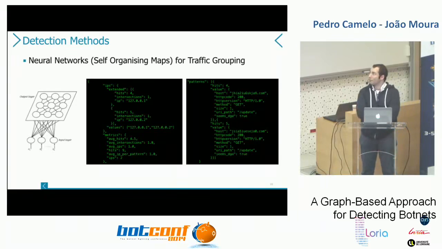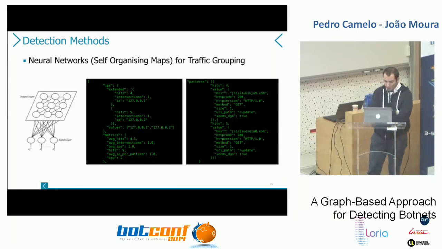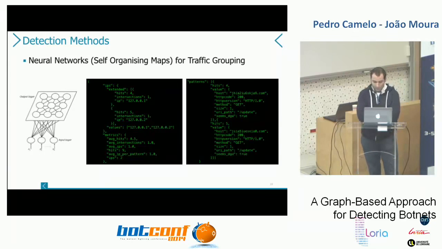Here I group same pattern traffic where I only see the host information, HTTP code, HTTP version, method, and size. I also provide the DGA result from the classifier, but I don't use it to group the traffic. Here you can see an example. It's fictitious, it's not real, but you could see this happen.